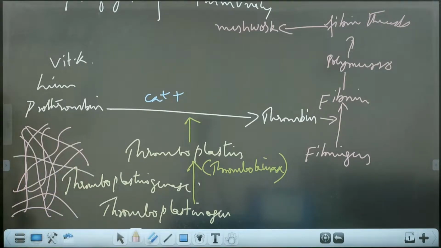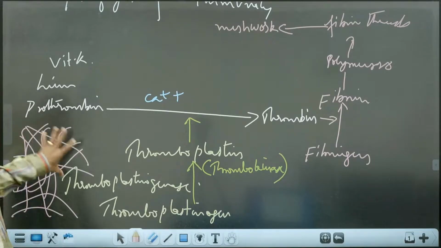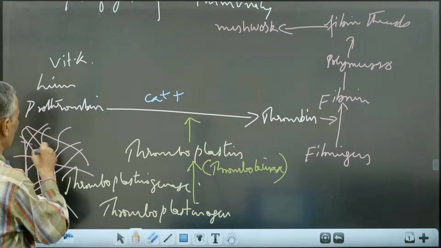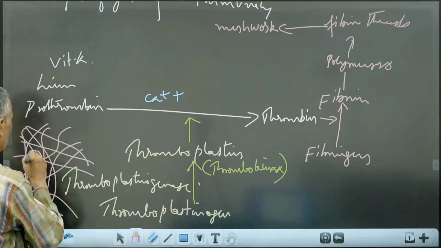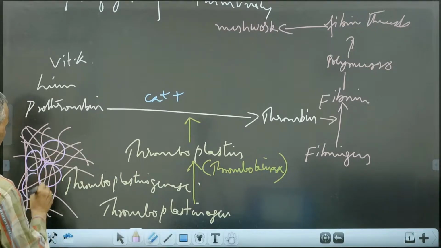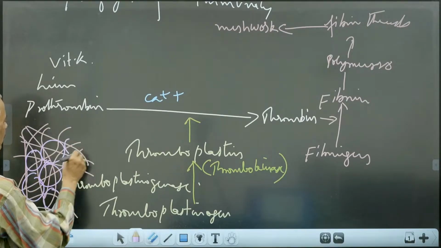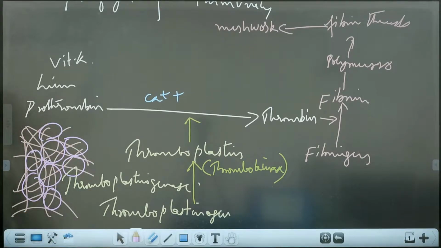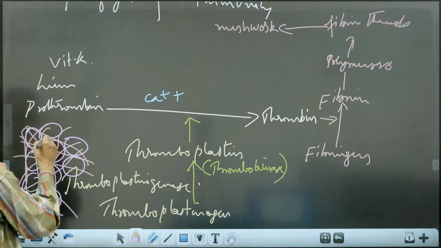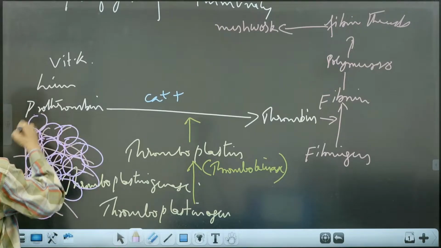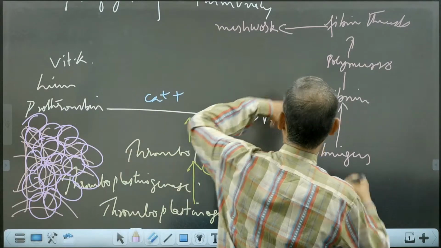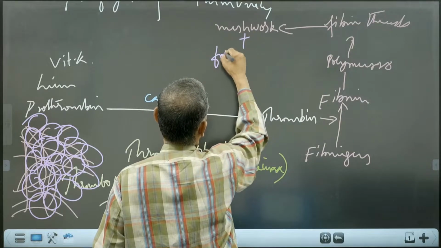When they are all formed, it forms a network, and the mesh size becomes smaller and smaller, so that after a few seconds, the blood cells will become trapped in it. The mesh size becomes so small that blood cells cannot come through. So blood cells are trapped in it. Once the blood cells are trapped in it, the wound is closed. So you are having the meshwork plus formed elements trapped in it.